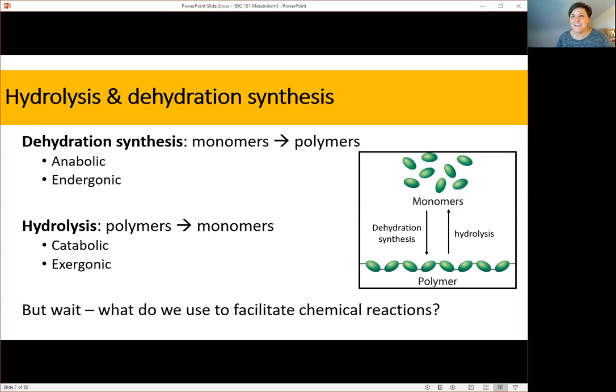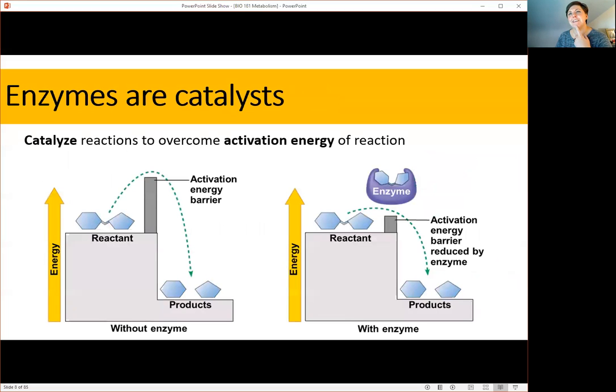But wait, we're discussing some pretty powerful exchanges of energy here, like building and breaking bonds. How do we make sure that these exchanges of energy occur when we need them to? Well, remember what macromolecular group catalyzes chemical reactions? Yeah, buddy! Enzymes catalyze chemical reactions. You're correct.